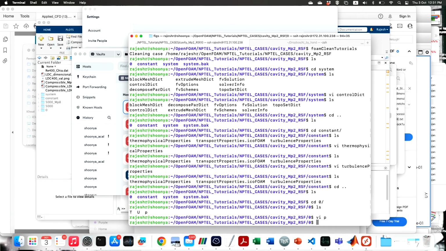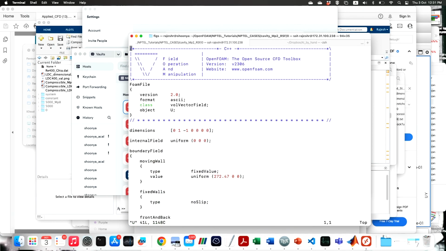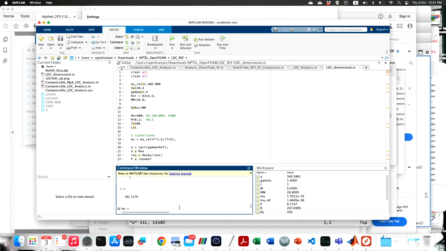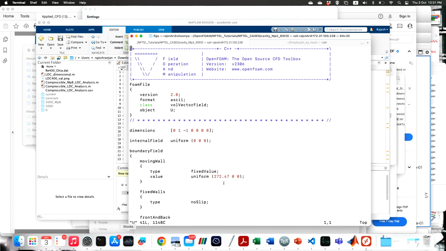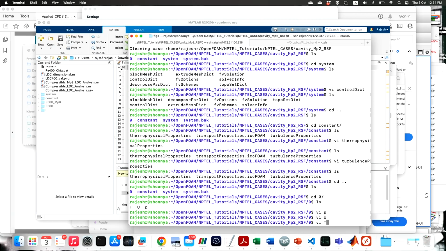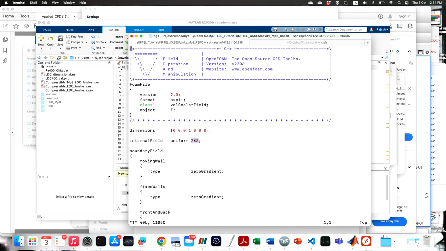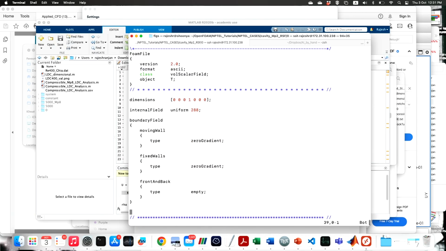And similarly, you have to change the value of velocity also. What was the velocity here? 68.1176, that is for Mach 0.2. 68.1176. And now, since we have assumed the temperature, you also have to give temperature. I am taking the temperature as 288.